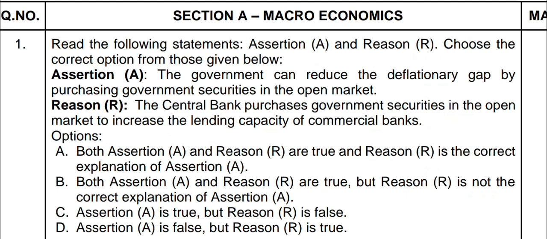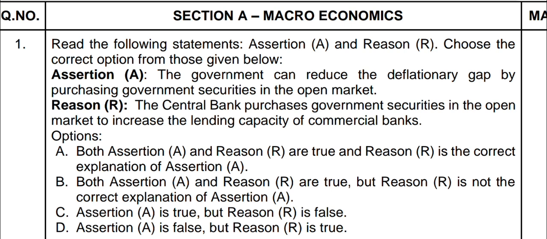Options: Option A: both assertion and reason are true, and reason is the correct explanation of assertion. Option B: both assertion and reason are true, but reason is not the correct explanation of assertion. Option C: assertion is true, but reason is false. Option D: assertion is false, but reason is true.